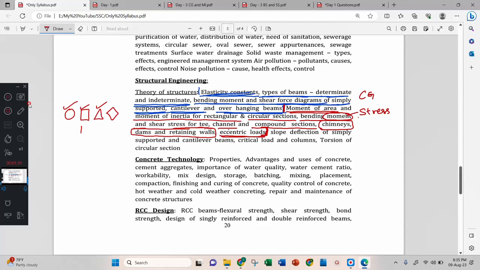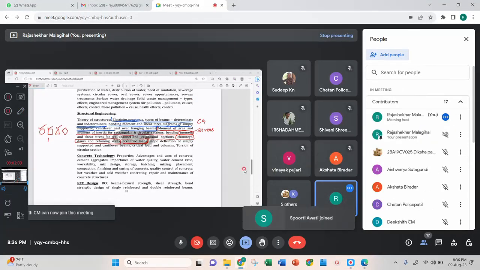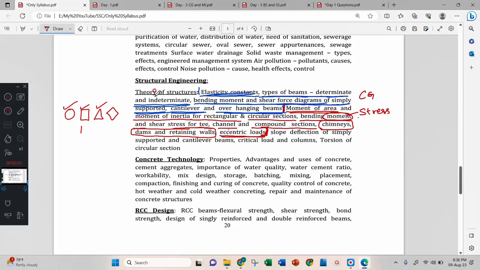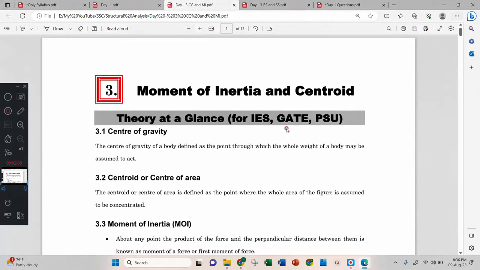Okay. Then after that, chimney, dams and retaining walls we'll study in some other chapters. Eccentric loads will come in the bending stress and shear stress. Okay. This much we will be concentrating on today. Right. Now we will go ahead. Okay. Moment of inertia and centroid.